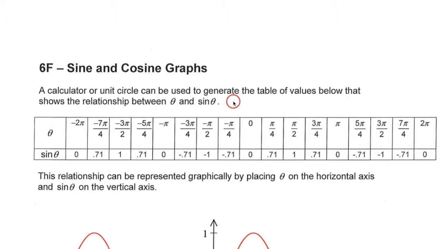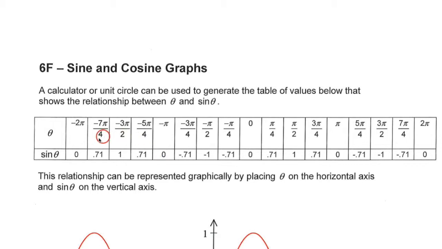Exercise 6F, sine and cosine graphs. What we have here is a table of values. We have angle theta, and that's varying between -2 pi and 2 pi. And we take those angles and we work out the sine of those angles in this next row, sine of theta, and you can see the values produced here. These values have been produced just using a CAS calculator.